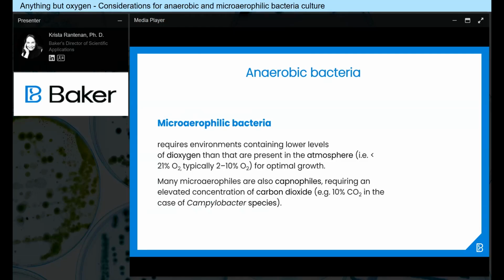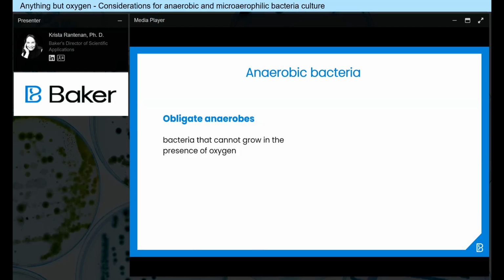Then we have the group of microaerophilic bacteria. This group requires a low oxygen concentration, low meaning somewhere in the ballpark of 2 to maybe 10% of oxygen, but they also often require high carbon dioxide concentration, around 10%, to grow. Many of these bacteria can cause disease in humans, including Campylobacter and Legionella. Then we have the group of obligate anaerobes, and this group only grows in anaerobic conditions, and so oxygen is very, very harmful for them.